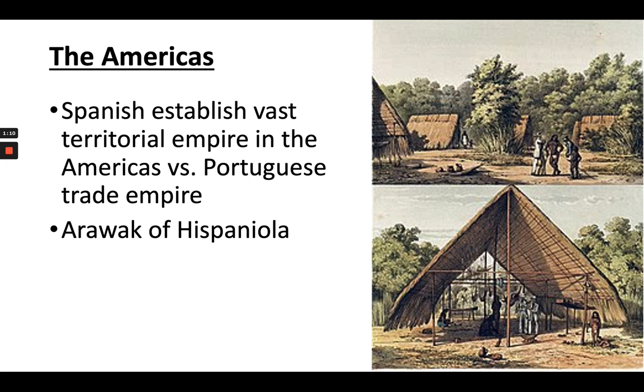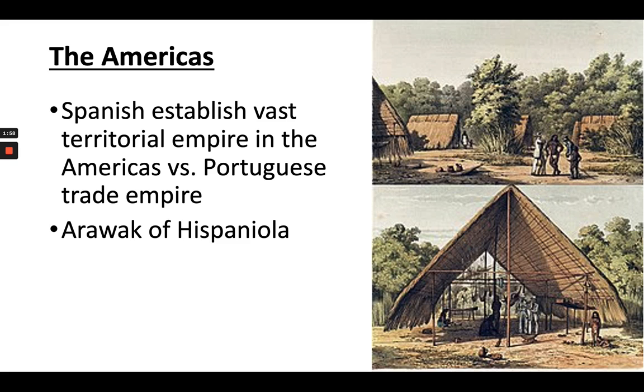So let's talk a little bit about the Americas before the arrival of the Europeans. Well, we know that the Spanish will be able to establish a vast territorial empire in the Americas. This is going to be really different from what the Portuguese do. The Portuguese established primarily a trade empire. So think about what the Portuguese were doing in Africa and the Indian Ocean. They were just controlling a few ports and fortresses, but they weren't necessarily governing land. What we see in the Americas is that the Spanish are going to govern land. So their empires look different, but their motivations and their methods of using technology will be the same.